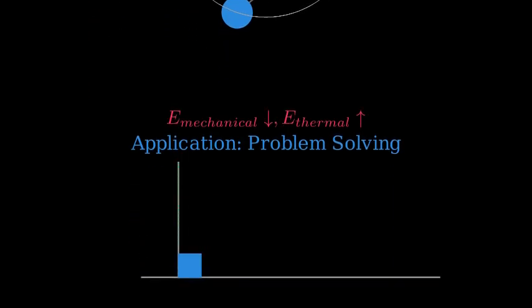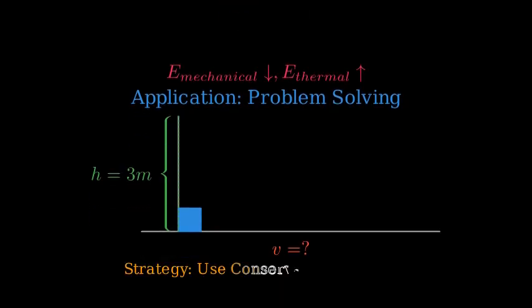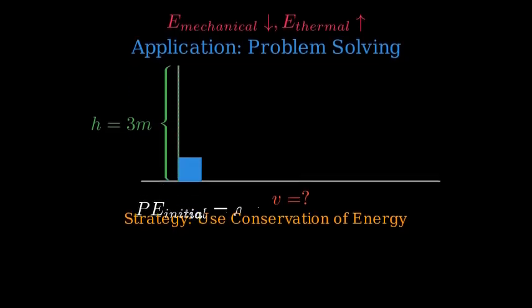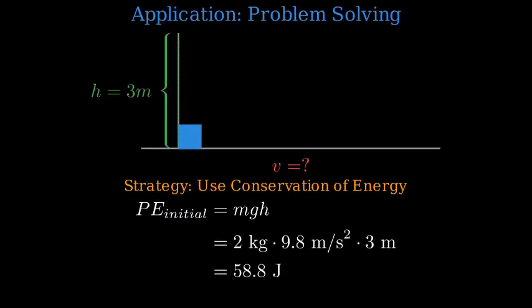Let's solve a problem. A 2-kilogram block slides down a frictionless ramp from a height of 3 meters. What is its speed at the bottom? We can use conservation of mechanical energy since there's no friction. Initially, the block has only potential energy. mgh equals 2 kilograms times 9.8 meters per second squared times 3 meters, which equals 58.8 joules.